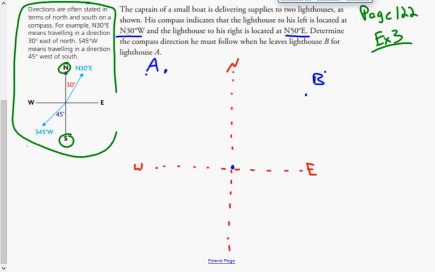Now, from the boat to lighthouse A, I'm going to use some different colors. If I go from here to there, I know that this angle here is north 30 degrees west. Now, I also know, I'll stick with green, from the boat to B, like so, is north 50 degrees east.